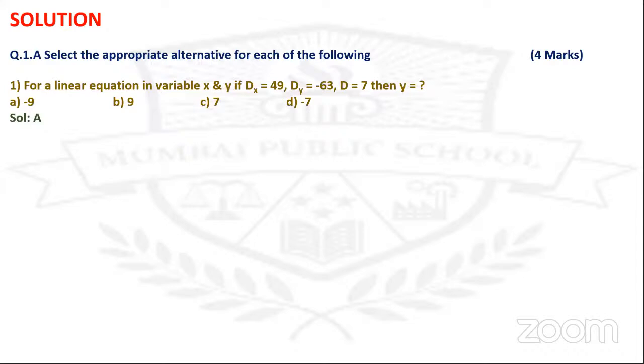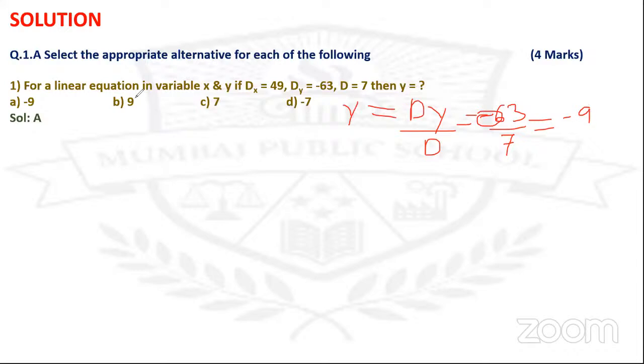Now from where did I get this? Simple concepts, I've told you to remember the concepts. Now in Cramer's rule, y equals what? It is Dy upon D. That means minus 63 upon 7. Now here it is a minus sign, so your answer will be negative. That is minus 9, which is option A. One step.